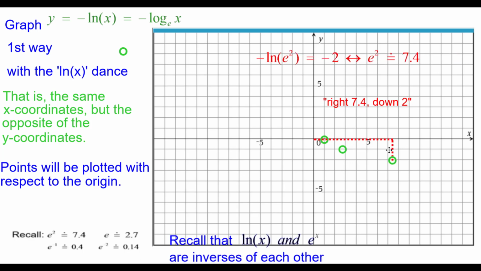Write 7.4 down 2. The opposite of the natural log of e squared is -2. And e squared is about 7.4. Write 0.4 up 1. The opposite of the natural log of the reciprocal of e is 1, and the reciprocal of e is 0.4. So write 0.4 up 1. And the opposite of the natural log of e to the -2 power is +2. And 1 over e squared is 0.14. So write 0.14 up 2.